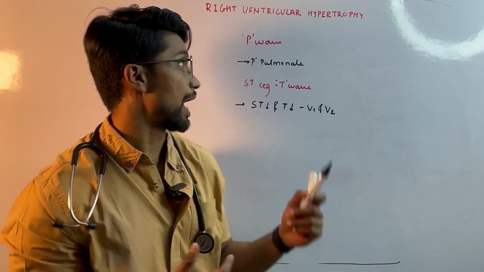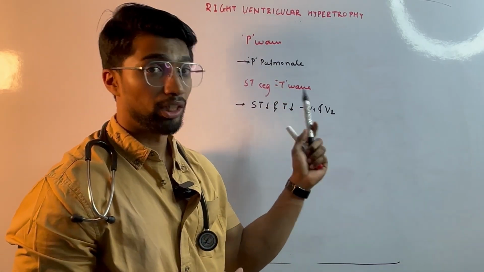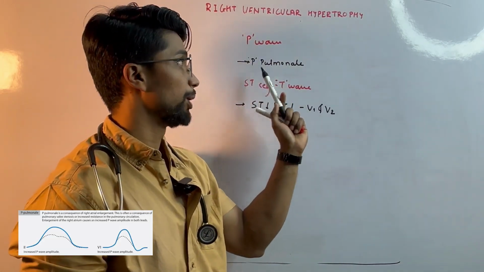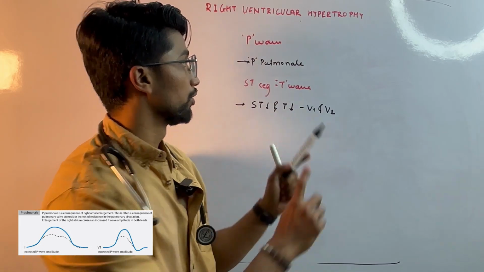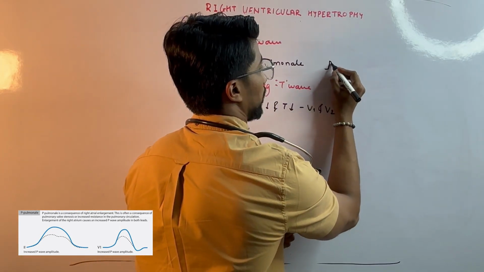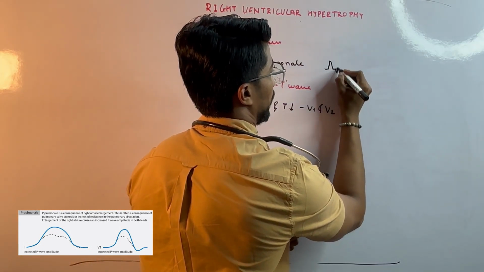So quickly revising what happens to the P wave, ST segment and T wave: the P wave is going to have P pulmonale, which is nothing but a tall and peaked P wave, mostly in the inferior leads.